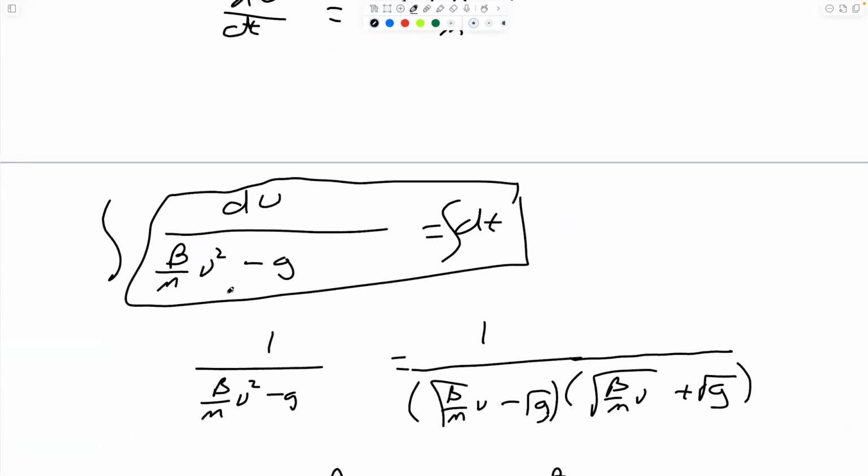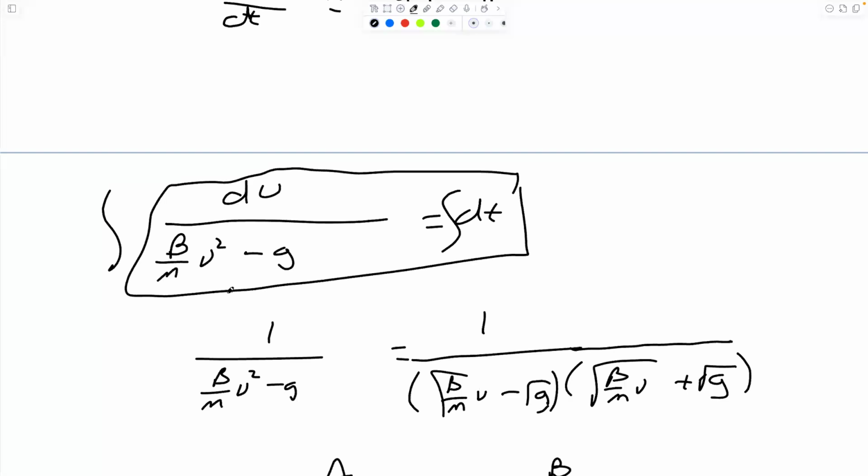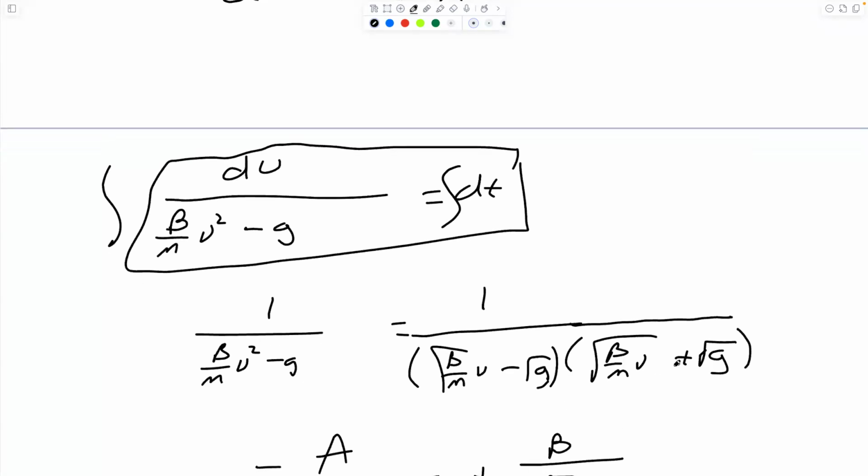Okay, we're going to solve this using partial fraction decomposition. And again, I'll leave it up to you if you want to do like that other group did and multiply top and bottom here by m over 1. I find it easier to do with this version. Either way.